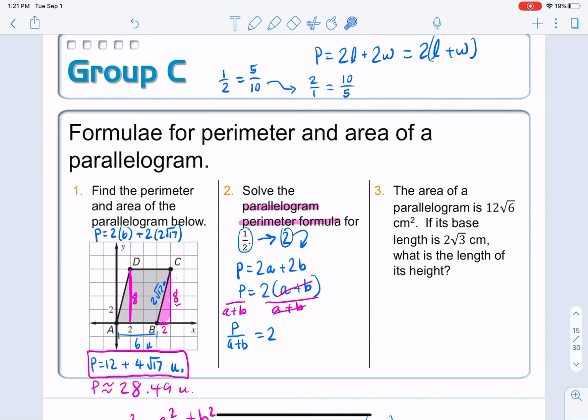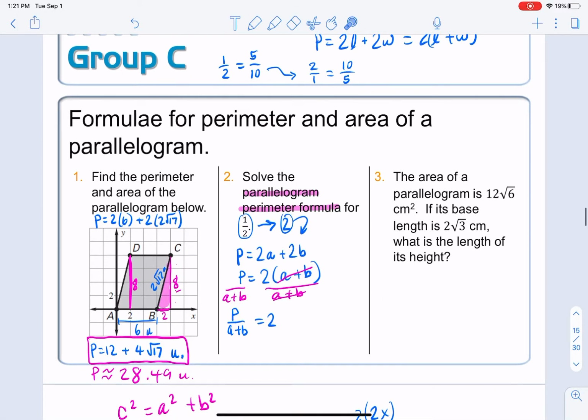If I flip one, I just have to flip the other one. So think of this 2 over here as 2 over 1, right? And now I'm just going to take the reciprocal of both sides. I'm going to flip both sides and make this a plus b divided by p is equal to, now flip the 2 over 1 and make that 1 over 2. There you got it.